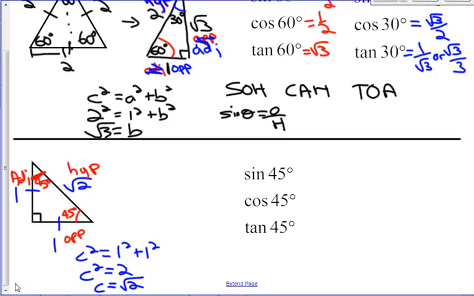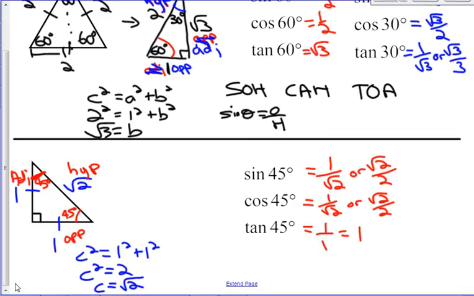From there, it follows that the sine of 45 is opposite over hypotenuse, 1 over root 2, which can also be written root 2 over 2 if you rationalize it. Cos of 45 is 1 over root 2 or root 2 over 2. That was just adjacent over hypotenuse. And you can check in your calculators that 1 over root 2 and root 2 over 2 are the same. Tangent is opposite over adjacent. So that's 1 over 1 or just 1. Now, all these special triangles are given to you in your formula sheet, so you can use them on your secondary math assessment.